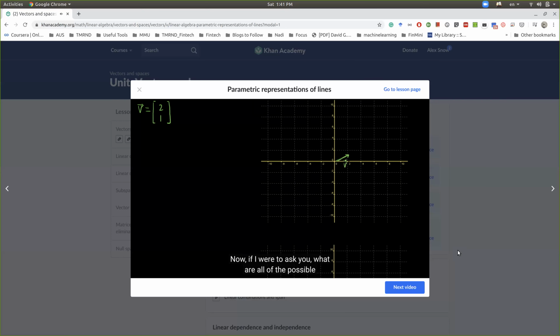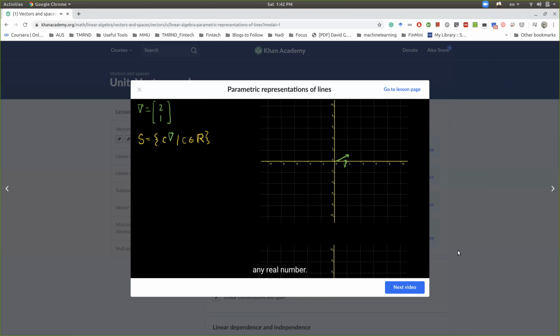Now, if I were to ask you, what are all of the possible vectors I can create? So let me define a set, S, and it's equal to all of the vectors I can create if I were to multiply v times some constant. So I multiply some constant, some scalar, times my vector v. Now, just to be a little bit formal, I say such that C is a member of the real numbers. Now, what would be a graphical representation of this set? Well, if we draw them all in standard position, C could be any real number.